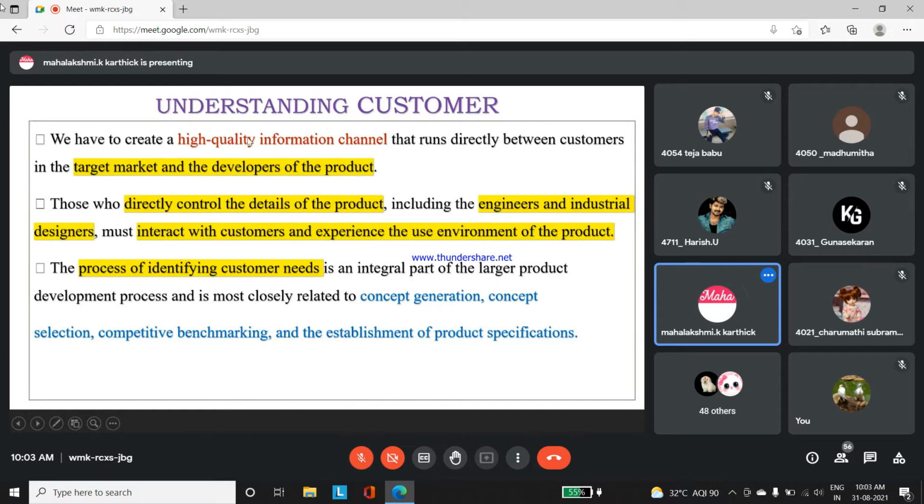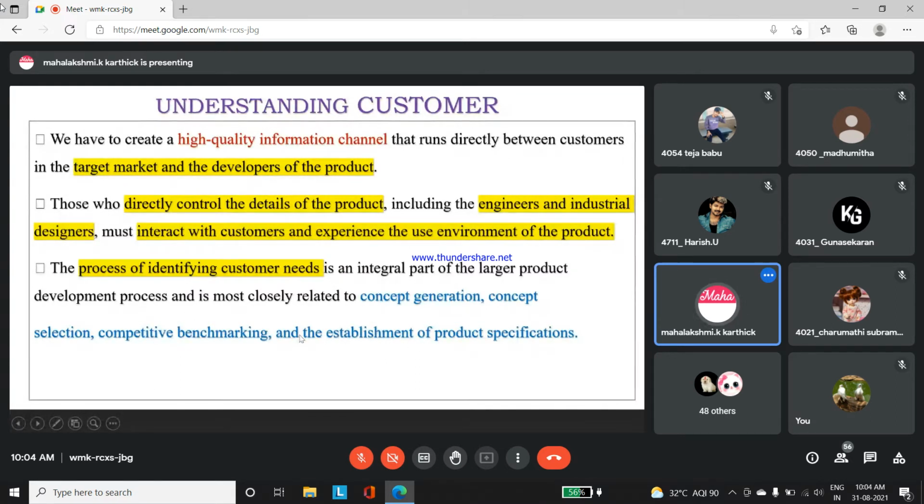Very important thing: it's a high quality information channel between the customer, the target market, and the developer of the product. The two persons mostly involved in interacting with the customer are the engineers and the industrial designers, to get the real-time experience of the product to the customer. The process of identifying customer needs is a very important part of any large product development process, where it's closely related with concept generation, concept selection, competitive benchmarks, and the establishment of product specification.